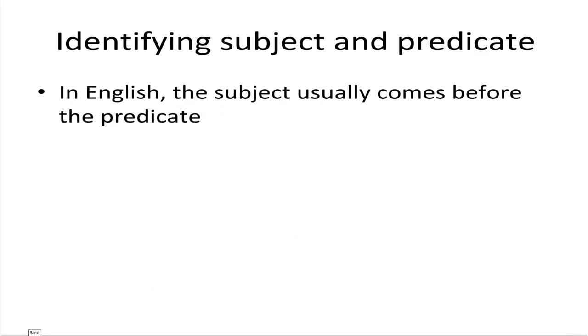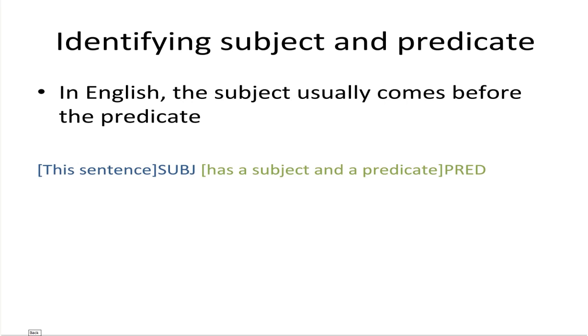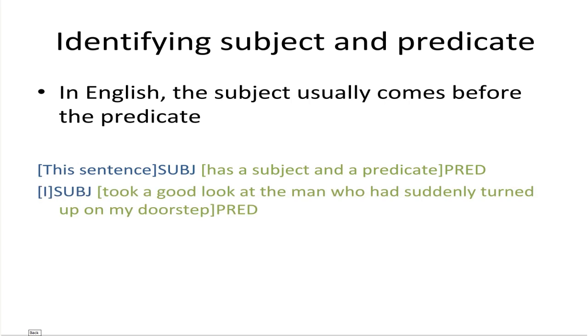In English, the subject of a clause nearly always comes before the predicate. So usually, once you've found the subject of the clause, everything that comes after it is going to be the predicate. So in the sentence, this sentence has a subject and the predicate. The subject is this sentence, and the rest of it's the predicate.